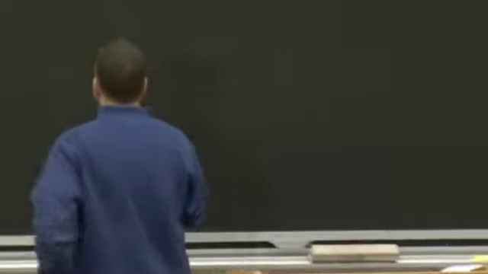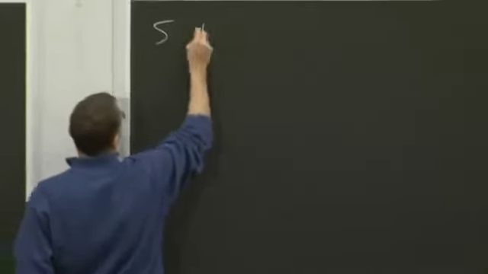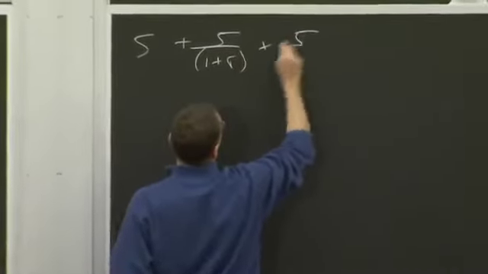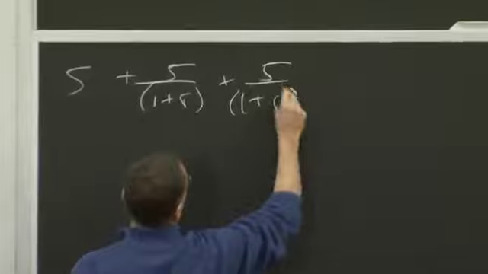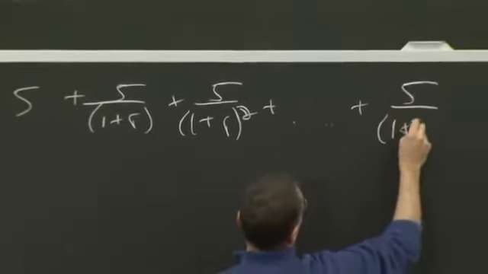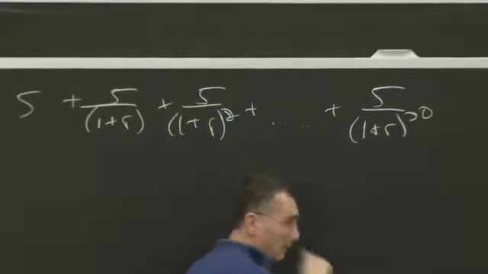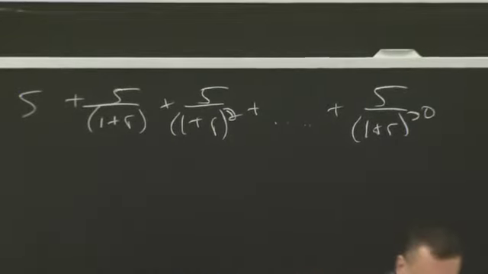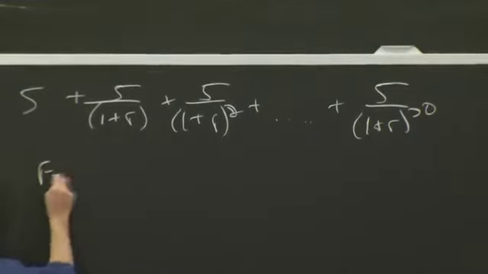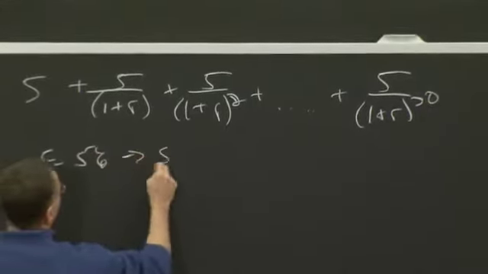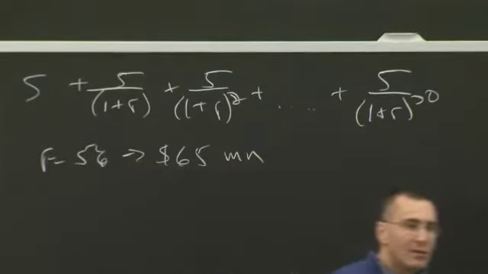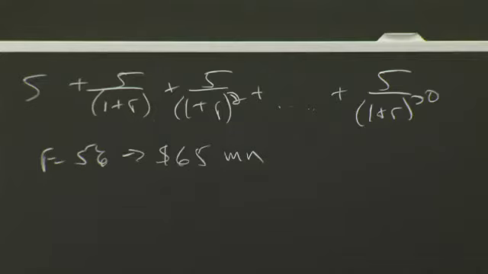What's it worth? It's worth 5 million plus 5 million over 1 plus the real interest rate, plus 5 million over 1 plus the real interest rate squared, plus and so on, up to 5 million over 1 plus the real interest rate to the 20th. So for example, for an interest rate of 5%, if r equals 5%, this lottery is really worth $65 million. Now, that's still pretty good, but it's a lot less than 100 million.